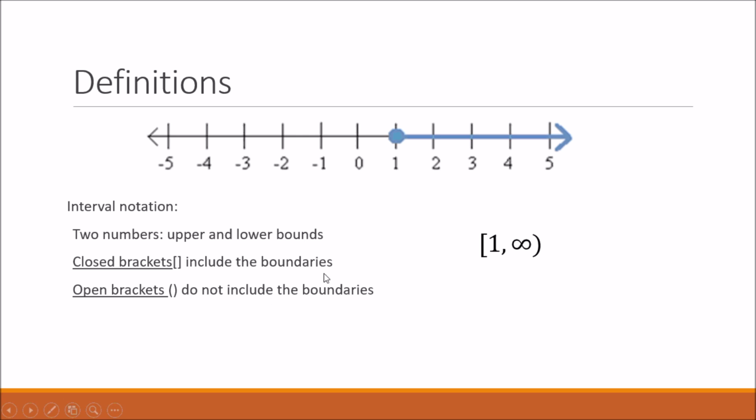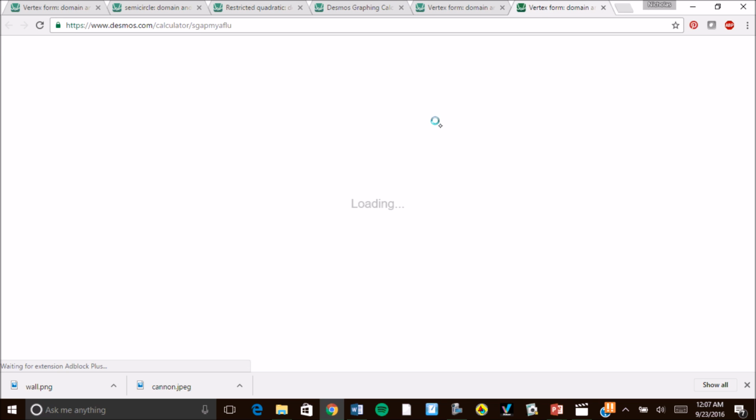So with this example, we have 1 to infinity, because we're going from 1 on to infinity on the right. And we are including 1, as with this closed circle. And we're not including infinity on the right. We will never include infinity. So anytime you plug infinity into your interval, always use an open bracket, because that indicates that we are not including that number. So I'm going to jump to Desmos and show you a few things there really quick.